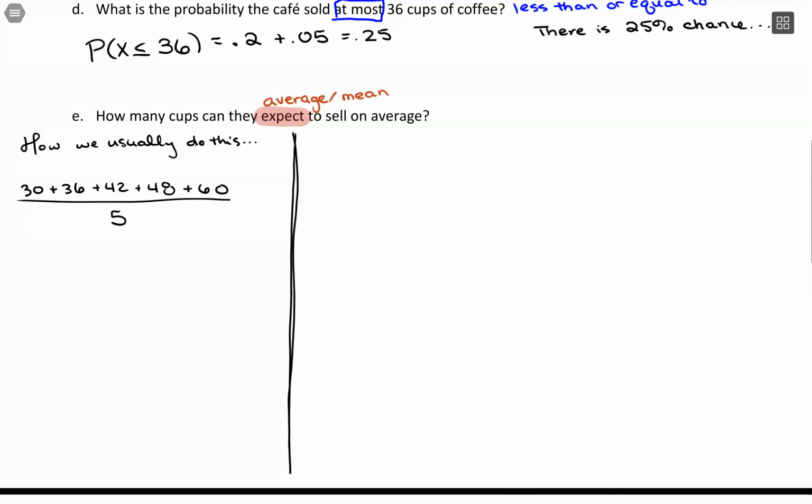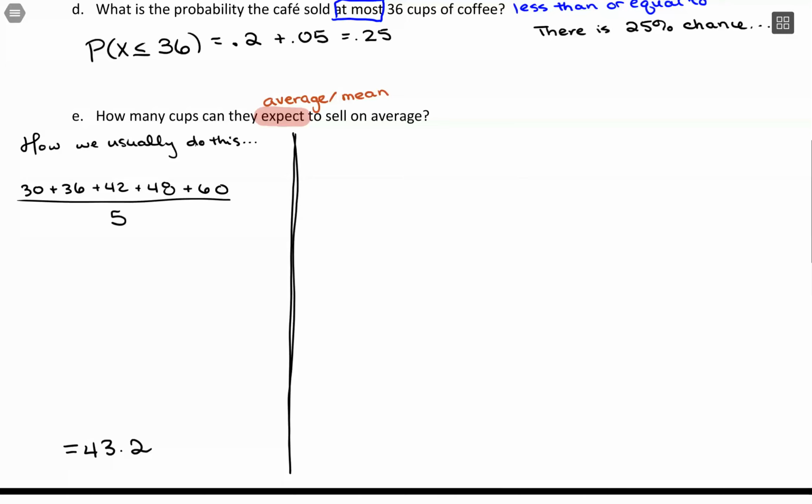Now I'm going to leave a little space here because I just want to show you some steps that are extra work, but they'll tie together nicely with our formula. If you calculate that, and I'll put it at the end here, you'd get 43.2.